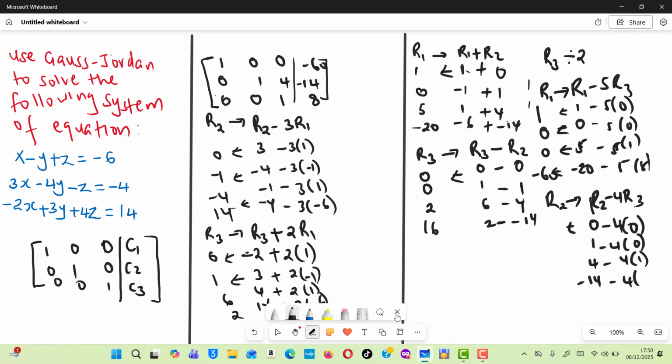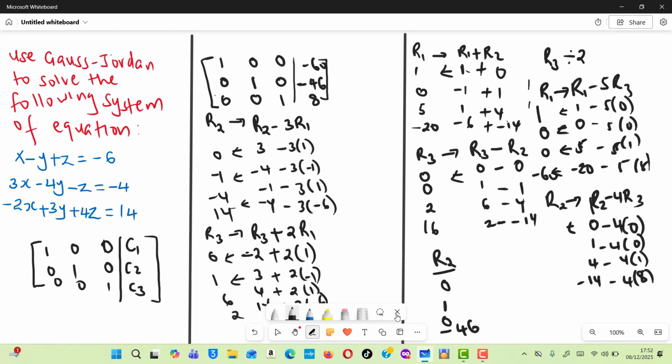Row 3 now is 0, 0, 1, 8, right? Yes. So our new row 2 will be 0 minus 4 times 0, which is 0. Then 1 minus 4 times 0, which is 1. Then the third one is 4 minus 4 times 1, so 4 minus 4 is 0. And the final one is 4 times 8 is 32, so minus 14 minus 32 is minus 46. So we eliminate the old row 2, and our new row 2 will be 0, 1, 0, negative 46.